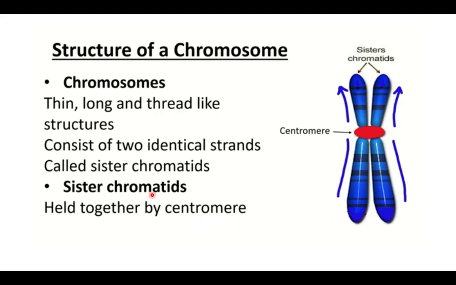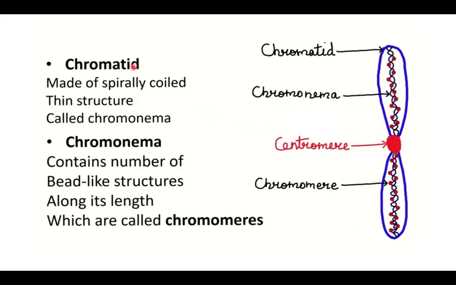And the sister chromatids are held together by the centromere. You can notice in the middle, the centromere. So sister chromatids are joined with the help of the centromere. Okay, so what is present in the middle of the chromosome? Centromere.